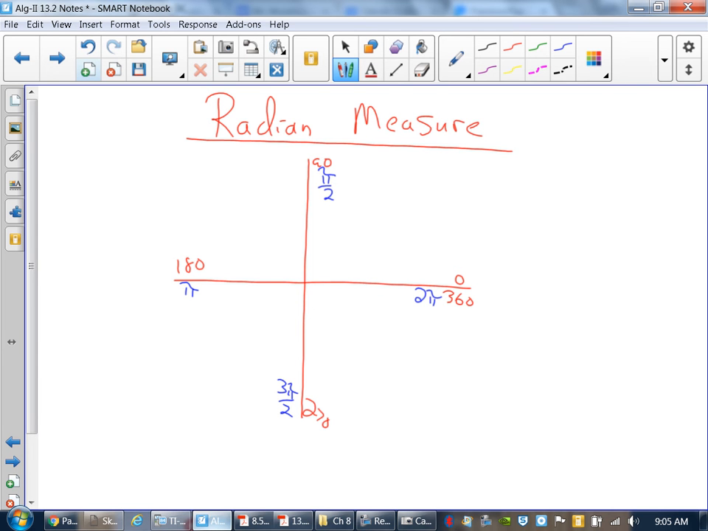What's half of 90? 45. So I take 45 degrees. What's half of a half? A fourth. So what's half of pi over 2? It'd be pi over 4. So at 45 degrees, it would be pi over 4. Because halfway between 1 half and 0 is a fourth. What's half of a half?